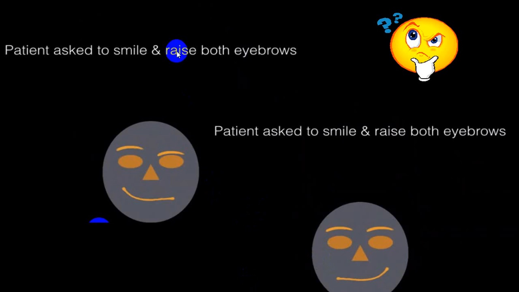Now patient is asked to smile. Here you can see angle is lifted up. Eyebrow is also up. Here eyebrow is not moving. Angle is down. So this will be this side lower motor neuron.